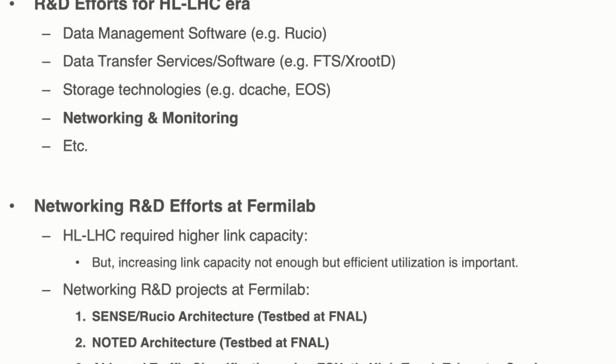If we talk about the future needs and requirements, the networking requirements of the HL-LHC era, as I discussed, at Fermilab alone we have to achieve an 800 Gbps link or more than that, which is maybe 1.2 terabytes per second. But the question is, when we are just increasing the link capacity, is it enough? Obviously not, we have to utilize that link in a very efficient way.